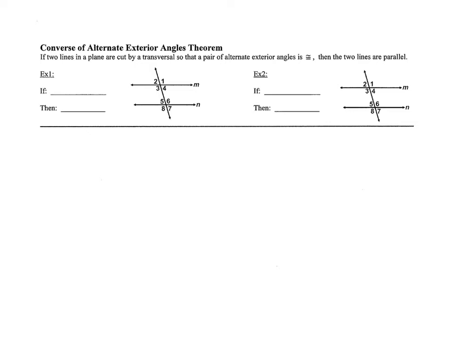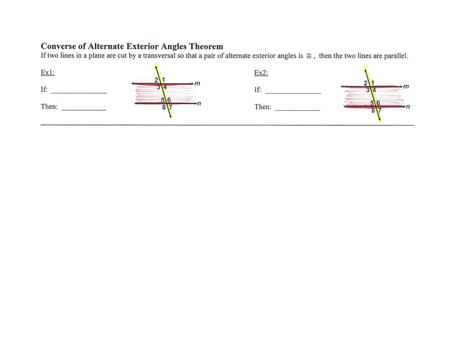Moving on to our next theorem, the converse of the alternate exterior angles theorem says that if we have a pair of alternate exterior angles congruent, then the lines are parallel. So looking at example 1 and example 2, mark up those pictures so that we have the red pen marks on M and N and color in between them. Pause if you need to. So your pictures should be marked accordingly.